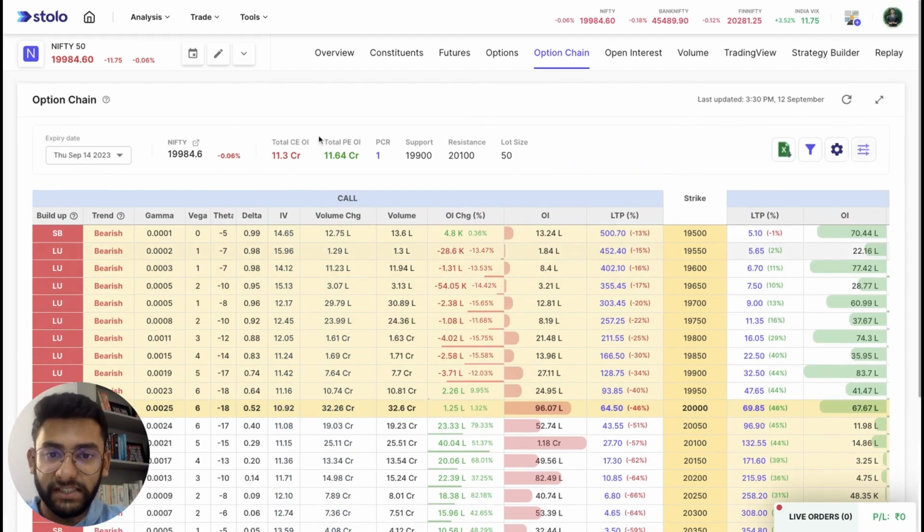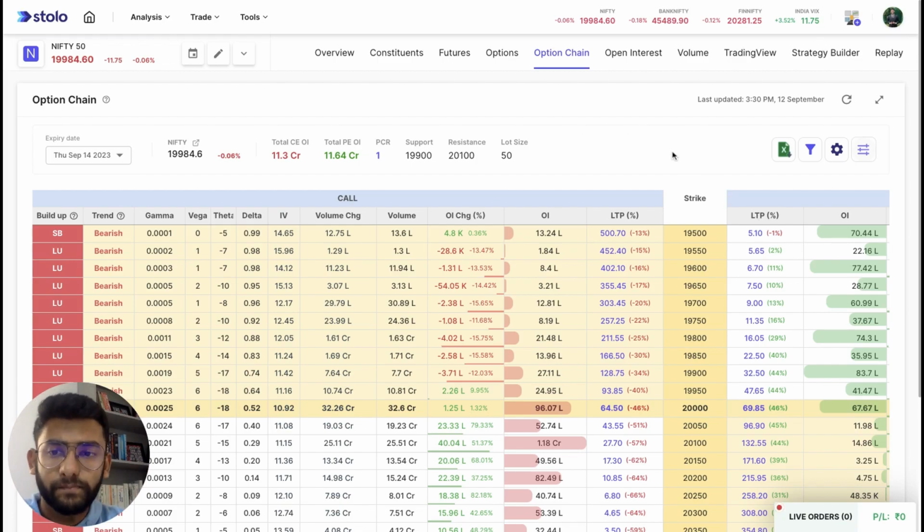So our option chain, we directly give you the support and resistance for that specific instrument you're using. For example, here Nifty 50, we know the support is at 19,900 currently, and resistance at 20,100, right? We have your PCR value as well to understand, okay, which side is the OI towards, right? Is it bullish? Is it bearish?